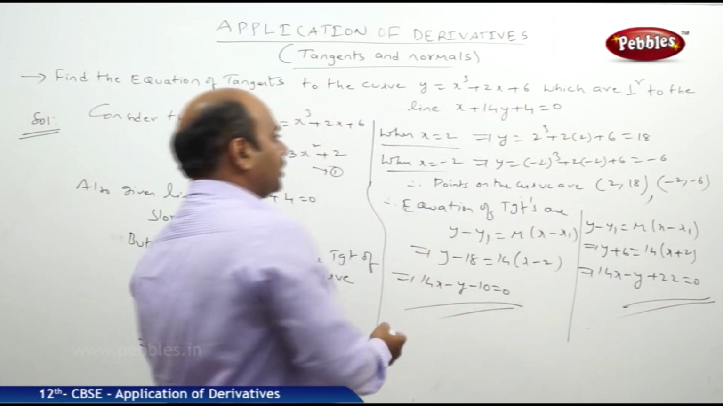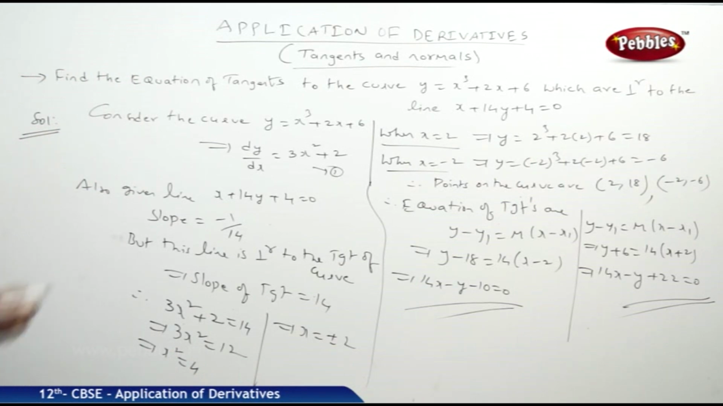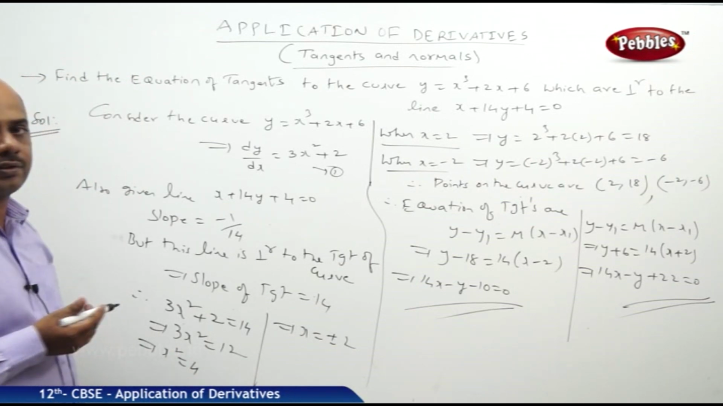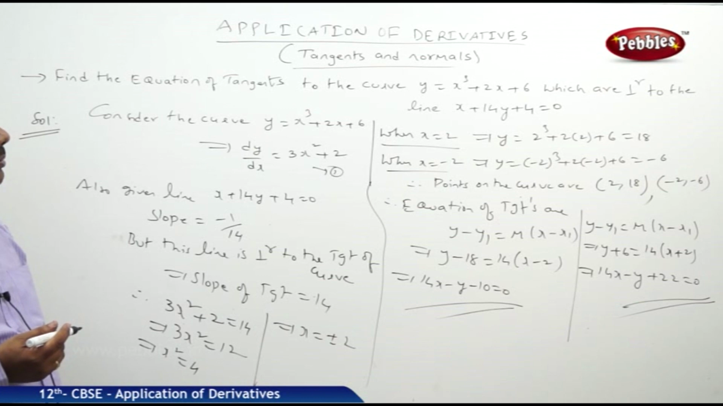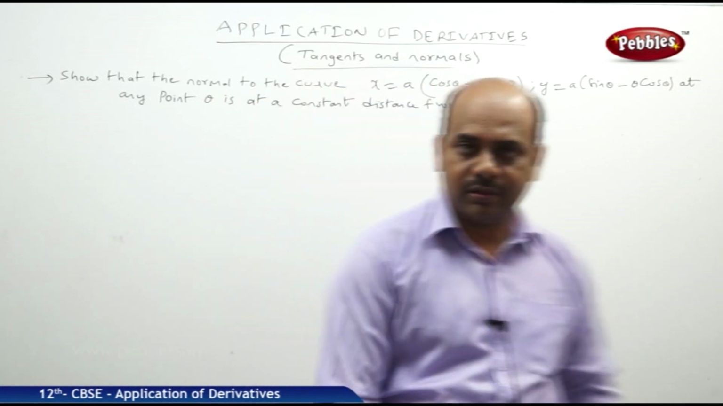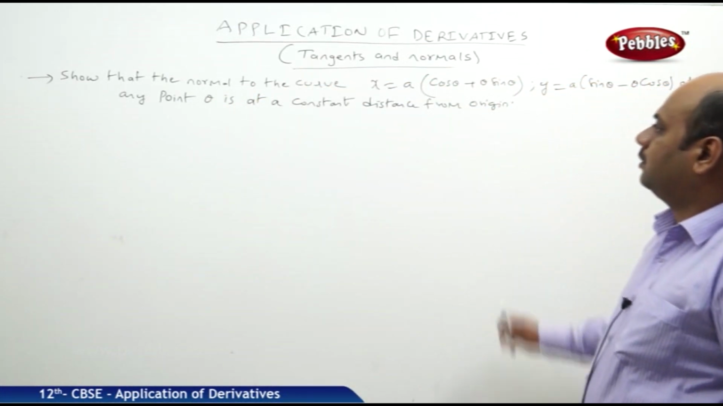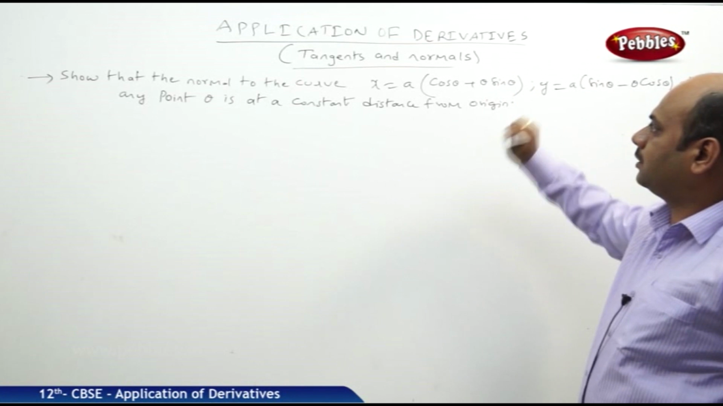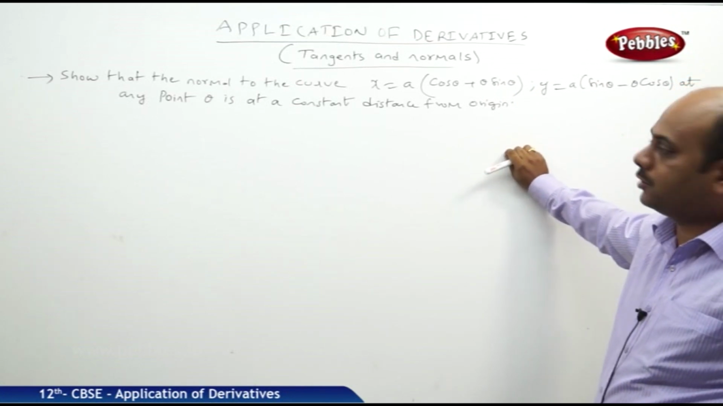So these two are the equations of the tangents to the curve y equal to x cube plus 2x plus 6, which are perpendicular to the line x plus 14y plus 4 equal to 0. Please copy. It's another higher order thinking question, very important. We shall wind up this particular topic, tangents and normals, by doing this problem.